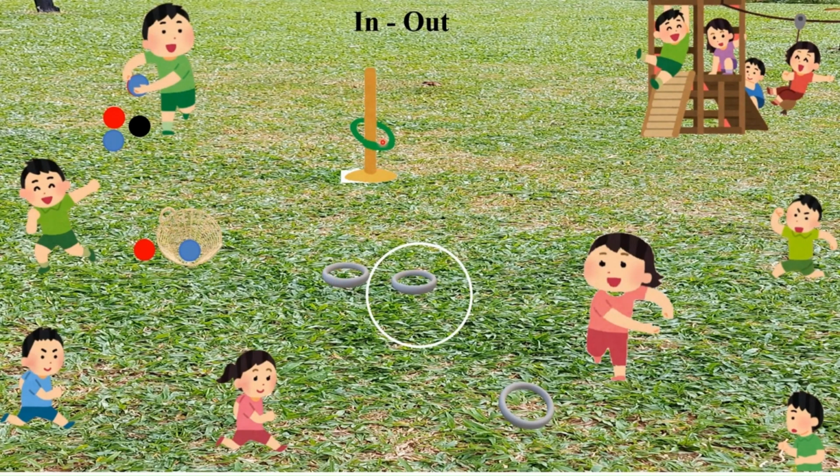Now exactly in the same way, here you can see a stump. So when the ring is thrown, it should go inside this stump. Hope you have liked these simple games.